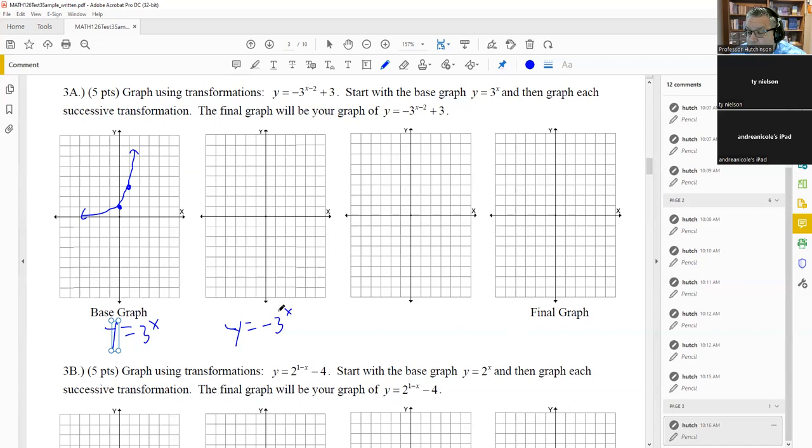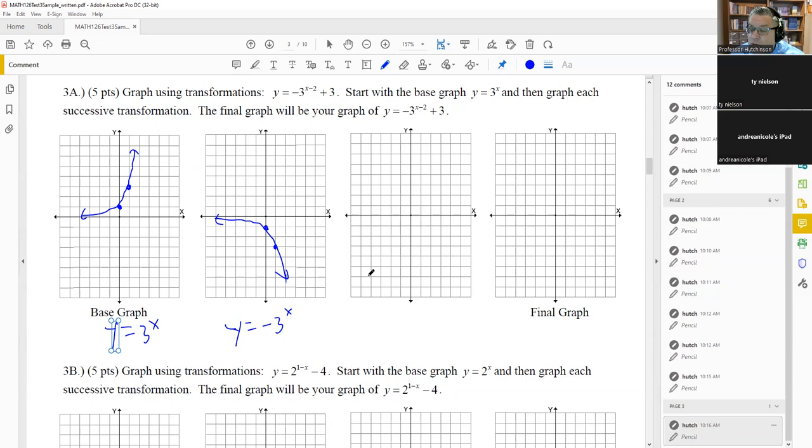Well, that means I need to take my original graph and flip it over the x-axis. So both these points are going to be down below. It's going to be here and here, and then it's going to go down like this. So that's what the negative does out front. The negative out front flips it over the x-axis. If you have a negative in the exponent position, it's a flip over the y-axis. But in this case, the negative's on the outside, so it's a flip over the x-axis.